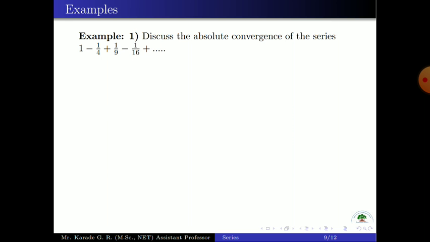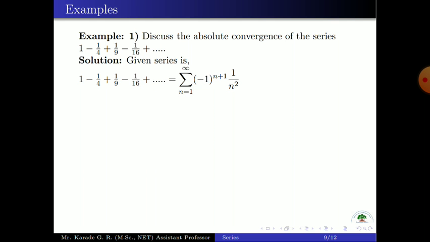Okay, so let us write the solution. The given series is 1 minus 1 by 4 plus 1 by 9 minus 1 upon 16 plus dot dot dot, and that series we can write in compact form, that is, in summation notation: summation of (minus 1) raised to the power n plus 1 into 1 upon n square, n runs from 1 to infinity.